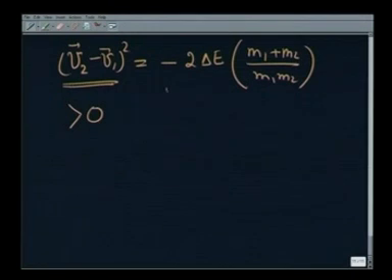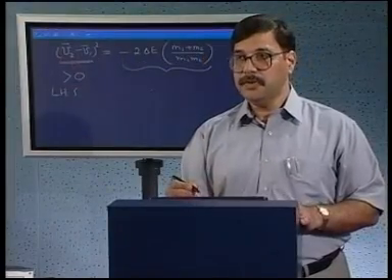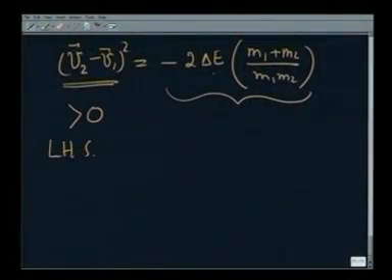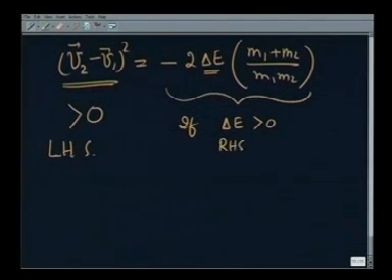On the other hand, the right hand side could be greater than 0, 0 or less than 0 depending on the sign of delta E. If delta E is greater than 0, then the right hand side is less than 0, and therefore, the left hand side and the right hand side can never be equal if this condition is satisfied.